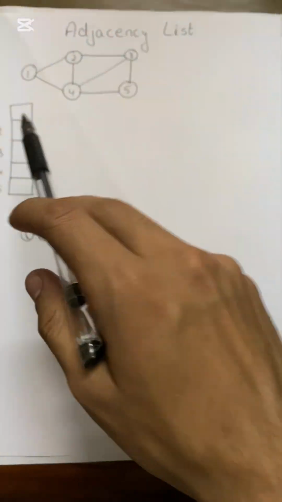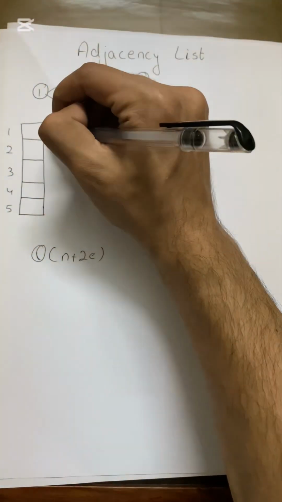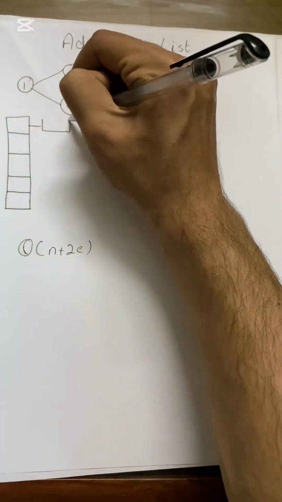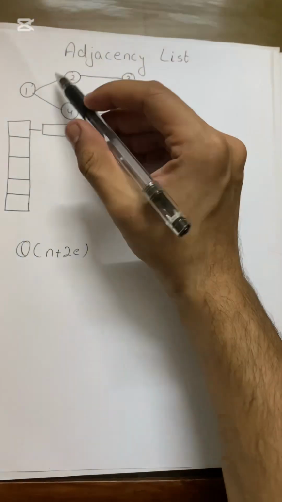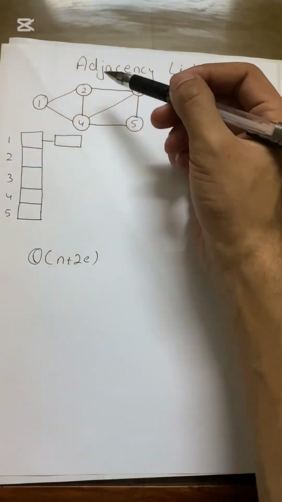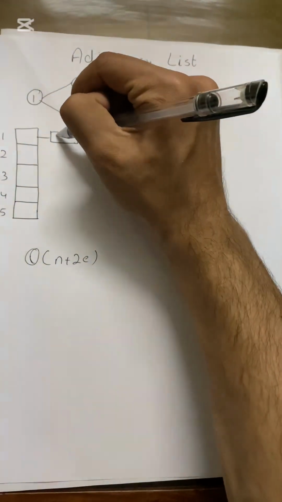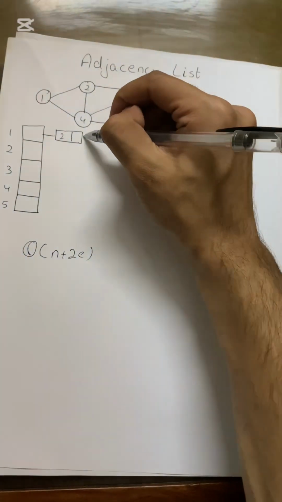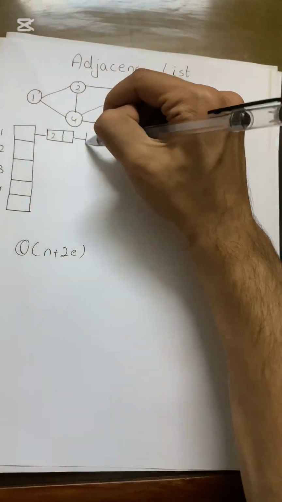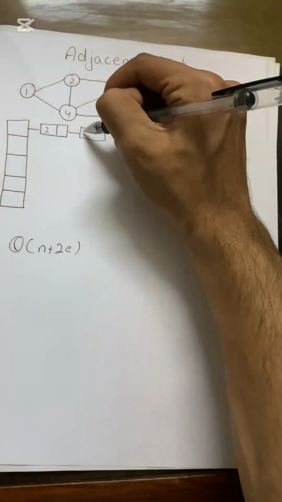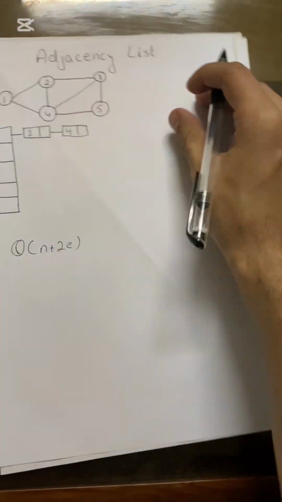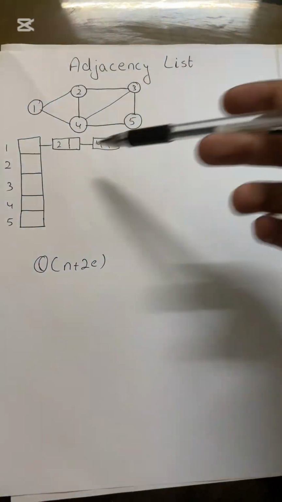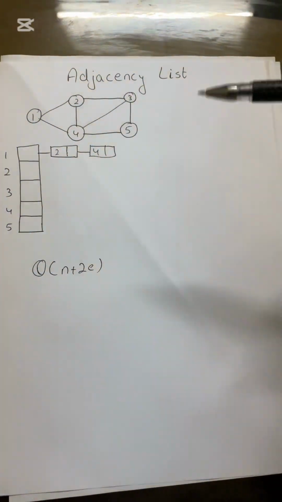So first of all, we have 1 here, so we'll connect it like this, and here we can see that 1 is directly connected with 2 and with 4, so we'll write 2 here. Then we'll check with 4, so we'll write 4 here as well. As you can see, does any other node have any direct connections with 1? No, so then we'll move downwards.